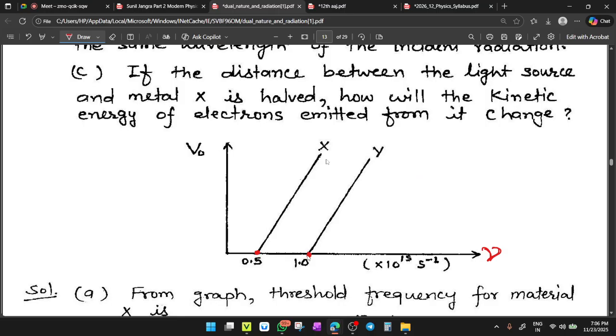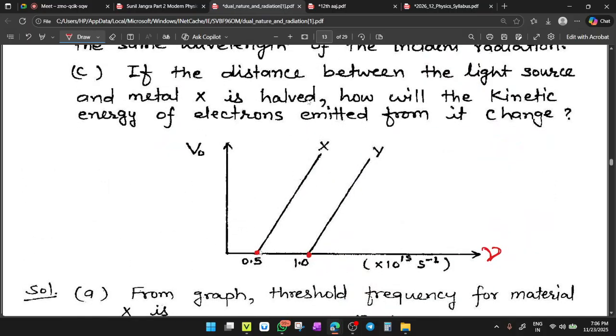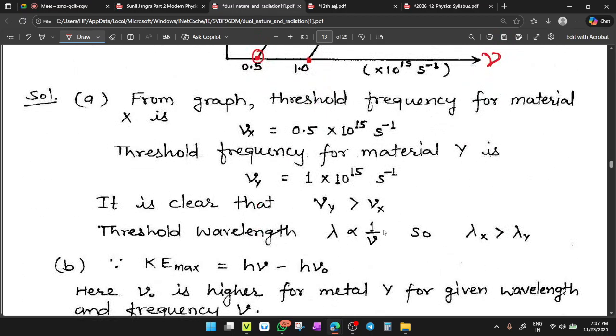Which of the given metals has larger threshold wavelength? Check here, it is for wavelength. So we know c equals nu lambda. If threshold frequency increases, then threshold wavelength decreases to keep this value constant. So for a smaller frequency, there will be a larger wavelength. This one has a smaller threshold frequency, so this one has the larger threshold wavelength. So answer: material X has the larger threshold wavelength.